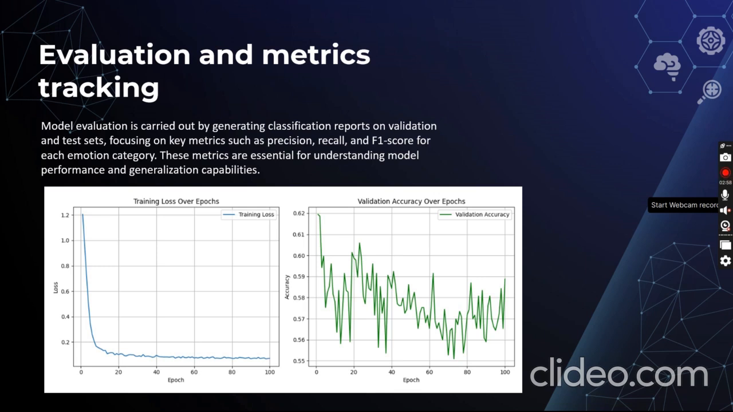In the validation accuracy over epochs, the validation accuracy starts at around 0.62 but fluctuates heavily throughout the training process and gradually decreases, ending near 0.57. This suggests a classic case of overfitting. While the model performs better on training data as seen in the loss, its performance on unseen validation data worsens over time. This model is likely memorizing the training data instead of generalizing well.